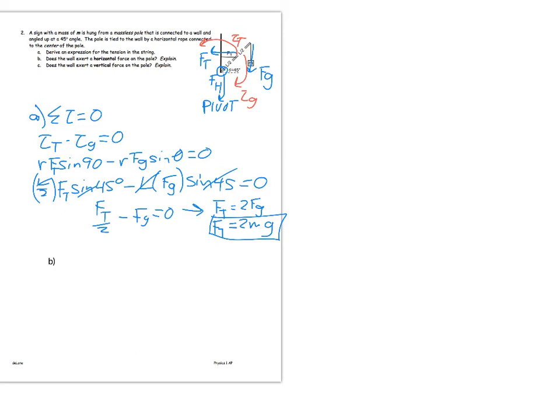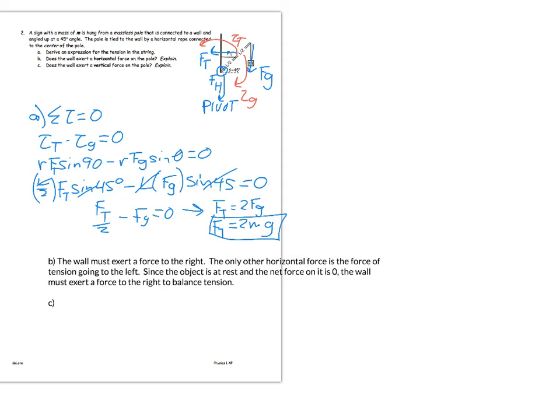Part B here asks if the wall exerts a horizontal force on the pole and to explain why or why not. For that, I'm not going to consider my torques here, but I am going to consider my forces. If I'm thinking about my forces, the only horizontal force I have is the force of tension going to the left. But I know that this sign and this pole are not moving at all, so the forces must be balanced. So that means that this wall must exert a force to the right to balance the only other horizontal force, the force of tension, which is going to the left.